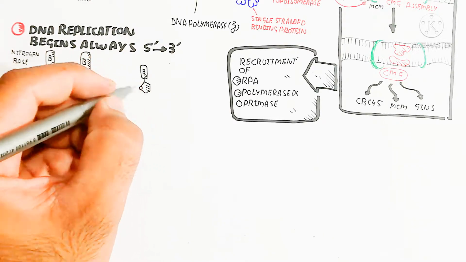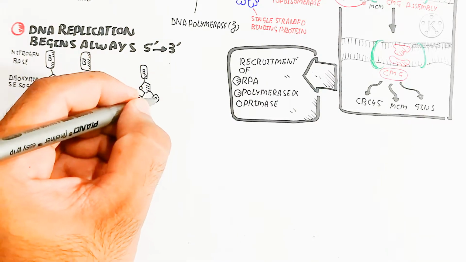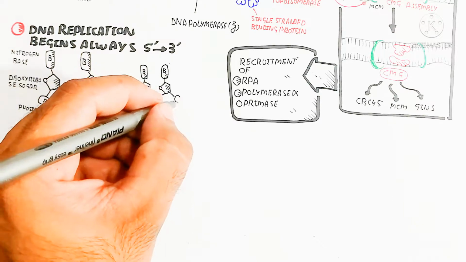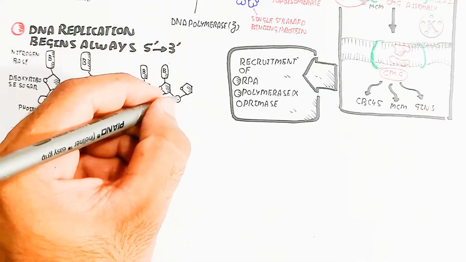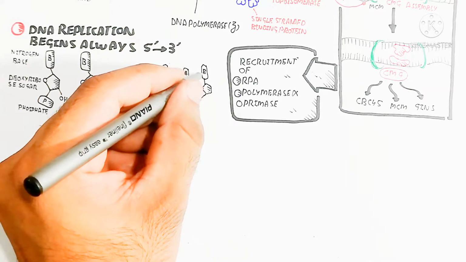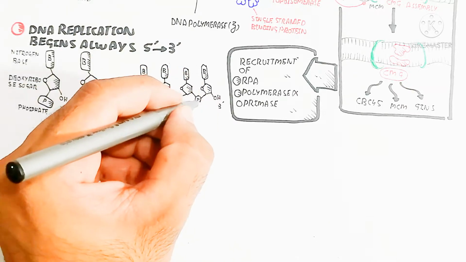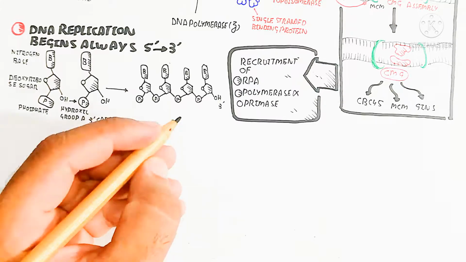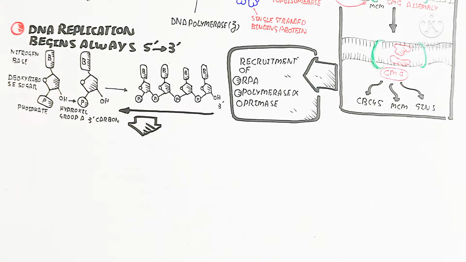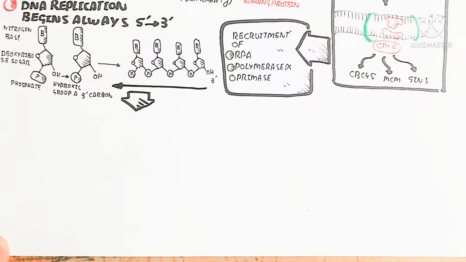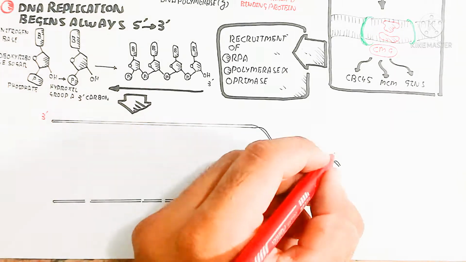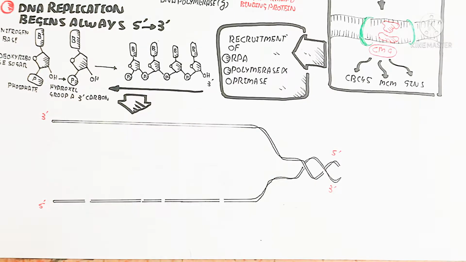So the hydroxyl group, on the 3 prime carbon, will bind with the phosphate group in the next nucleotide. So it means DNA will be replicated in the 5 prime to 3 prime direction. This replication begins with the parental DNA in the 5 prime to 3 prime direction, but the 3 prime to 5 prime is the leading replication.